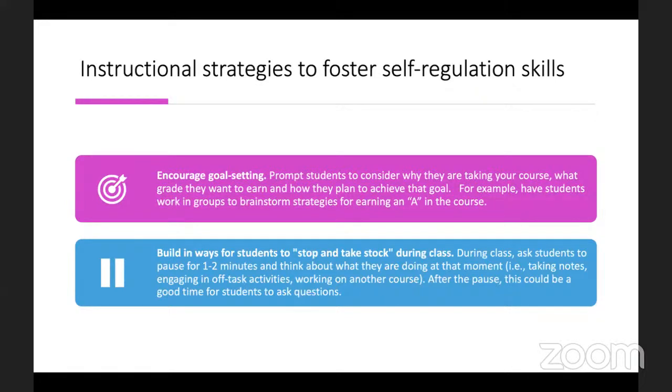So here are some strategies to foster self-regulation skills. How can you help your students foster the self-regulation skills of the cognition? Encourage them to set goals. Prompt students to consider why they are taking your course, what grade they want to earn, and how they can plan to achieve those goals. For example, have the students work in groups to brainstorm strategies for learning your course.